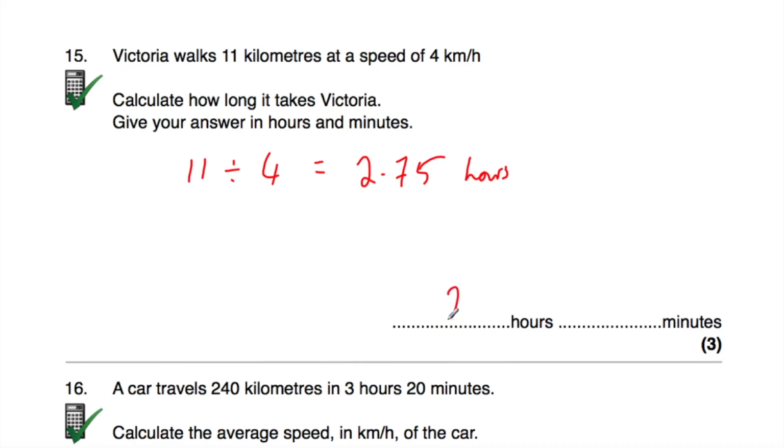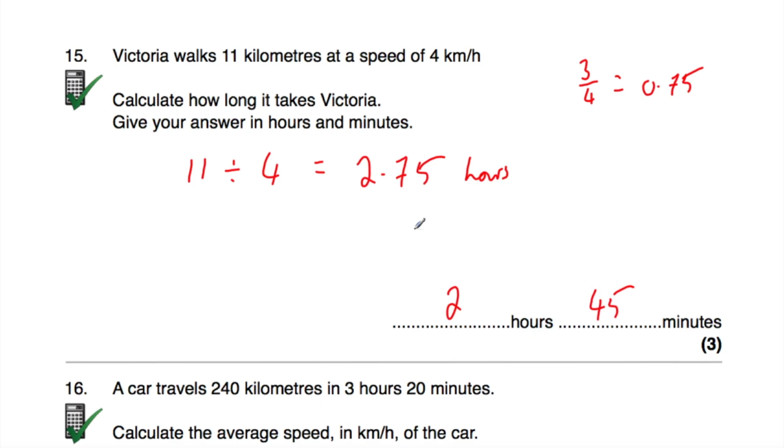So I'm just going to write the 2 here because we know it's 2 point something, so it's going to be 2 hours and so many minutes. Now to find out how many minutes this is, well, it's 0.75, which is 3/4. Remember that 3/4 is equal to 0.75. So that means 2 3/4 of an hour. And 3/4 of an hour would be 45 minutes. So that's 2 hours and 45 minutes. And that's it.